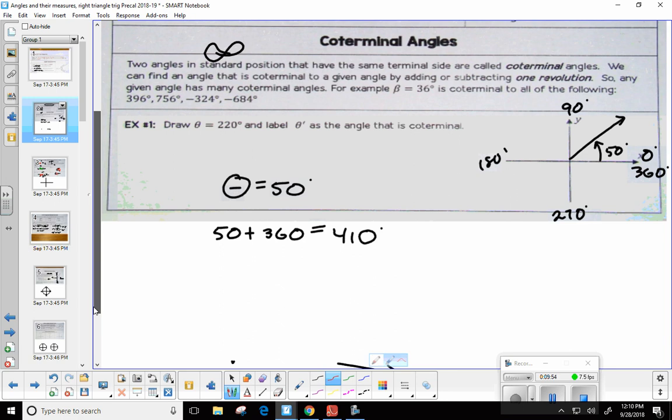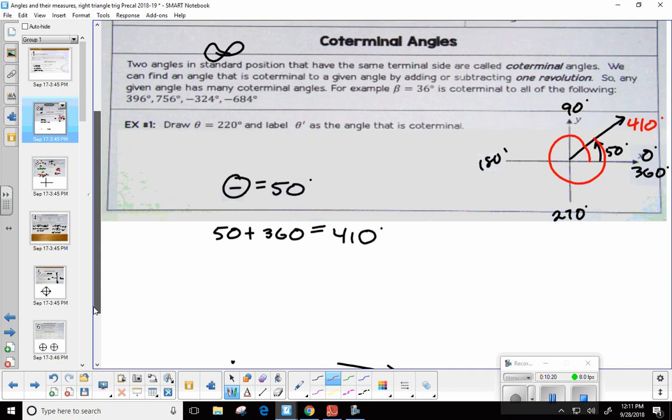If I started here in standard position, on the x-axis, and I start to rotate, well, if I stop there, we already know that's 50, right? Okay. So I'm going to rotate all the way back around and stop on that terminal side. You see how I did the 50 with an additional full rotation? That's what we're doing here. So I know this would also be 410 degrees.